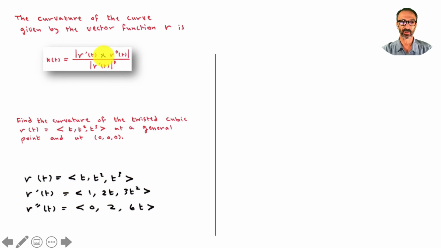I need to do the cross product between them. R prime and r double prime: 1, 2t, 3t to the second is my second line. R double prime, which is 0, 2, 6t, is my third line. And you know how to do the cross product. We covered this, and we call it i. And we multiply 2t times 6t minus 2 times 3t to the second, and we move on.